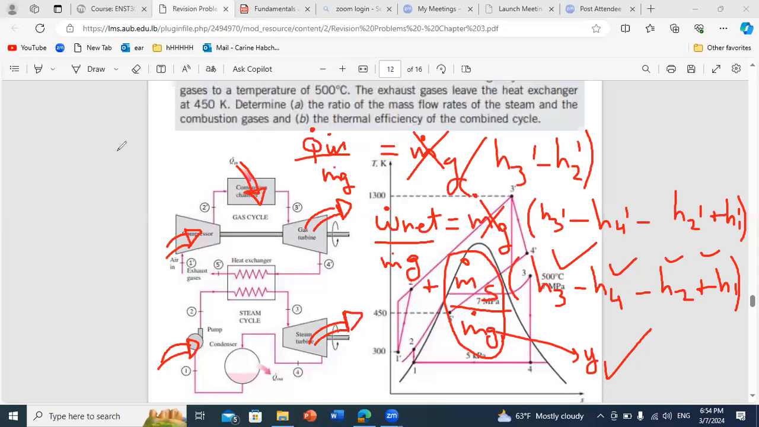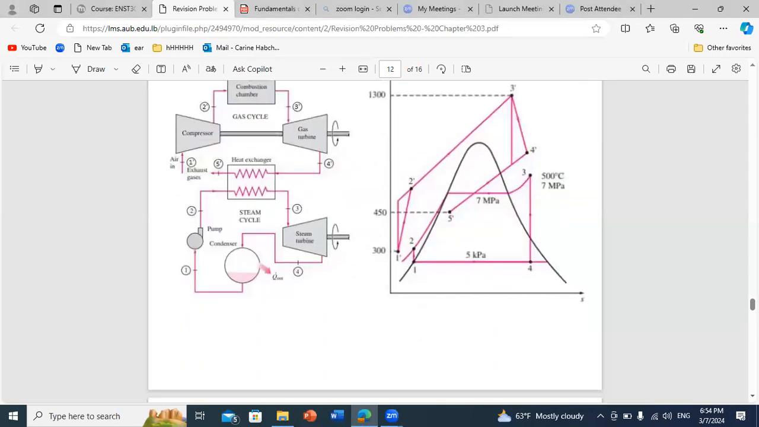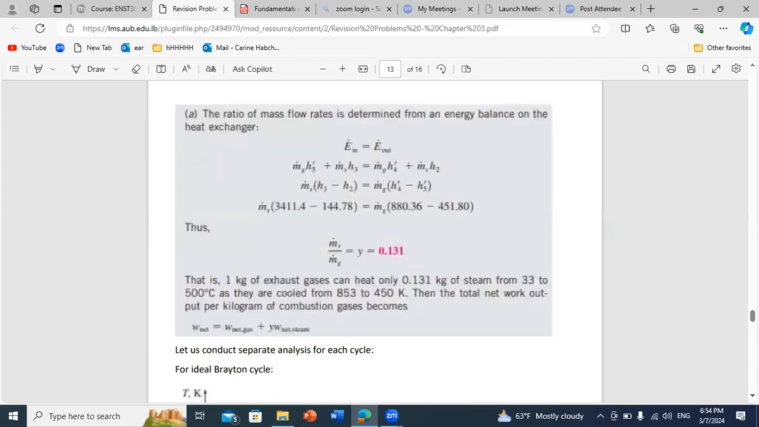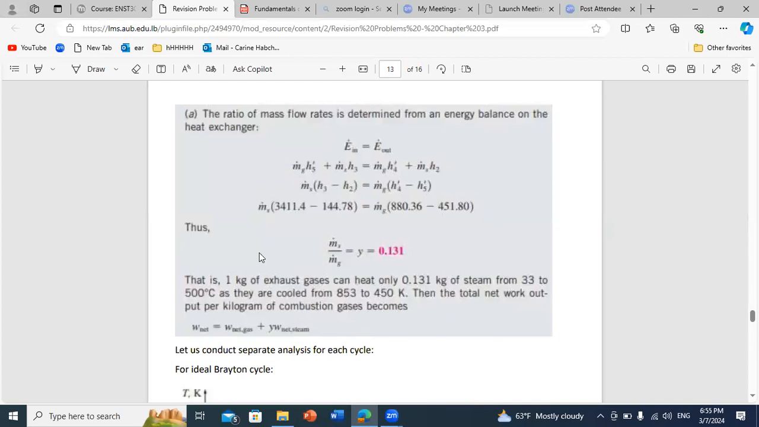So just to recap, let us see in numbers and compare the efficiency of each cycle alone and the combined cycle. First, as we said, the first step is to apply the energy balance for the heat exchanger, which is E dot in equal E dot out. So what is lost by gas is gained by steam.